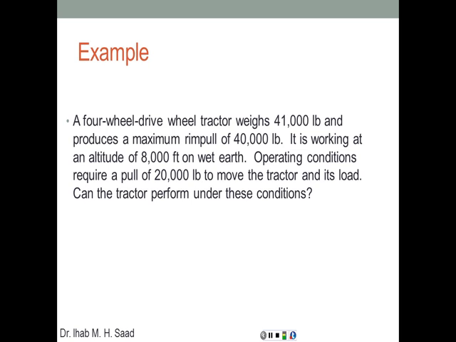8,000 feet means that we're going to have a derating factor. Operating conditions require a pull of 20,000 pounds to move the tractor and its load. Can the tractor perform under these conditions? That's the question now. We need a force or a power of 20,000 pounds. Are we going to be able to generate that power, or is that equipment not going to be able to do that?